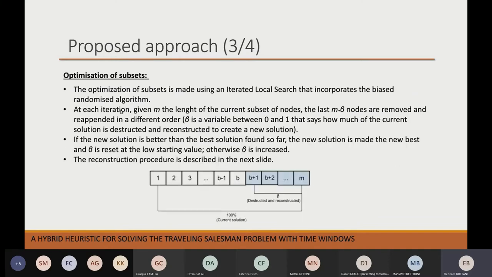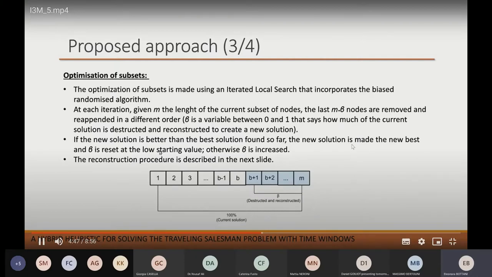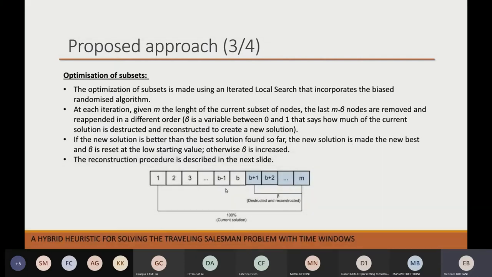The optimization of the subsets is made using an iterated local search that incorporates the Bayes algorithm. Every time you have this solution, we destruct and reconstruct part of it. If the newly obtained solution is better than the best found so far, then beta is set to the starting low value. So the size of the destructed and reconstructed part is set to a starting low value, otherwise it is increased. So in the next iteration, we will destruct and reconstruct more of the current solution.